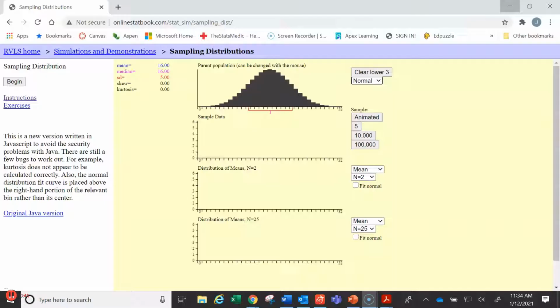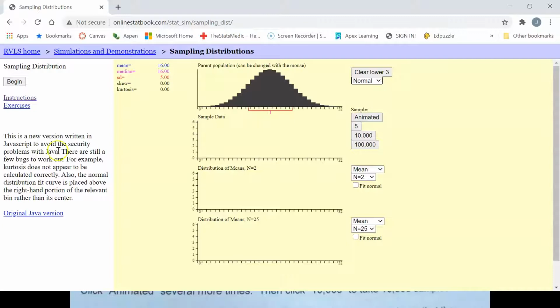Alright, so we are going to click Begin, and we have this shape here. I want you to take a second and describe the shape, the center, and the variability. Alright, so for our shape, as you can see, it comes up and down. It's really nice and symmetrical. I went ahead and put approximately normal for shape.